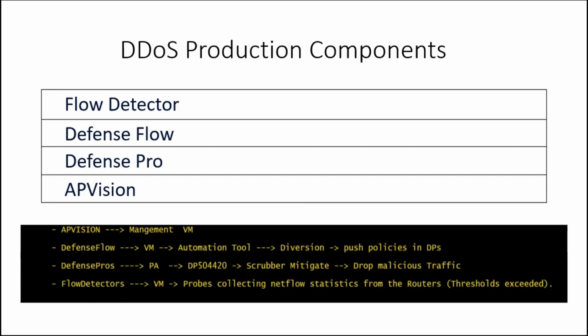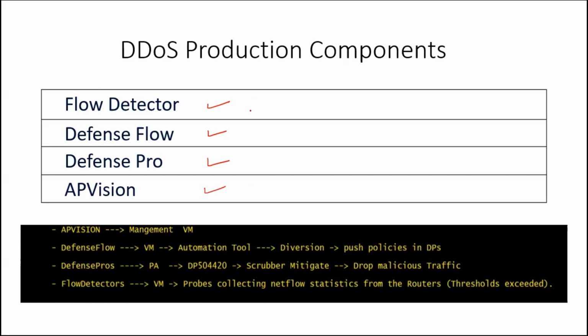I'm going to take the example of Radware, an organization that provides DDoS protection. In its DDoS protection, they have four major tools. One is the flow detector. The second is the defense flow. Then they have defense pro and the AP vision.